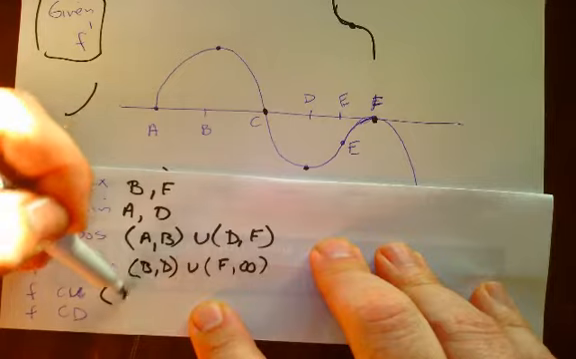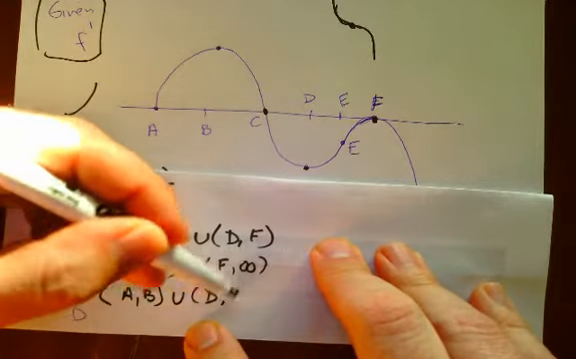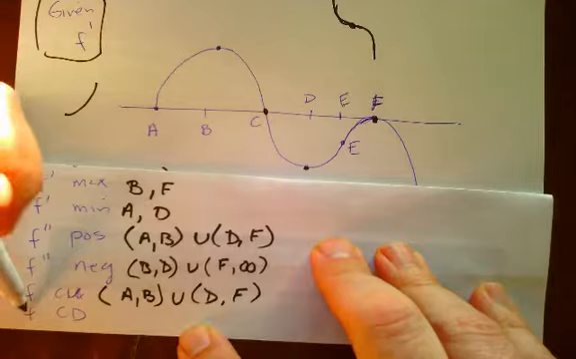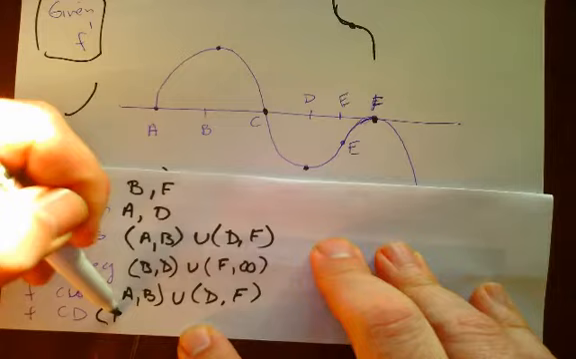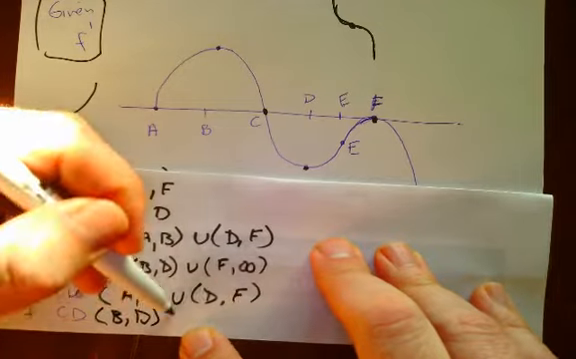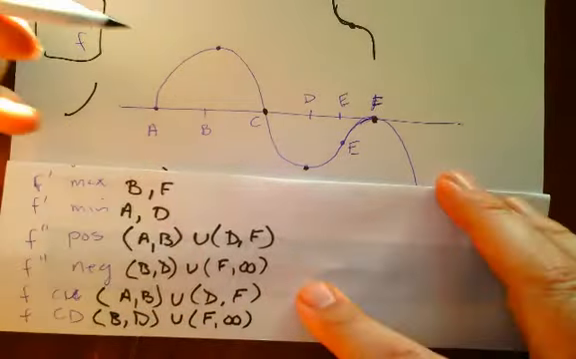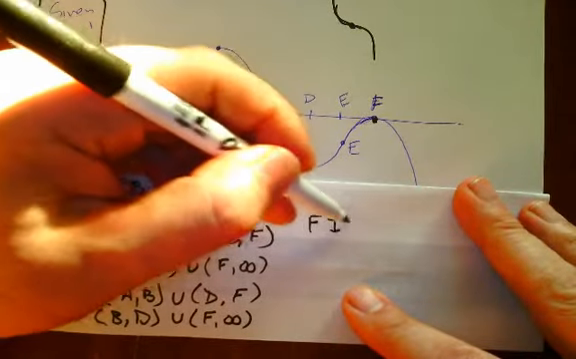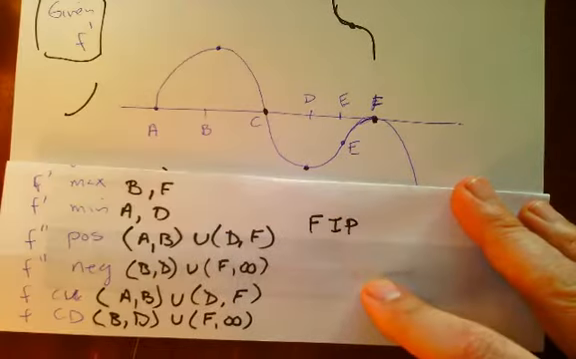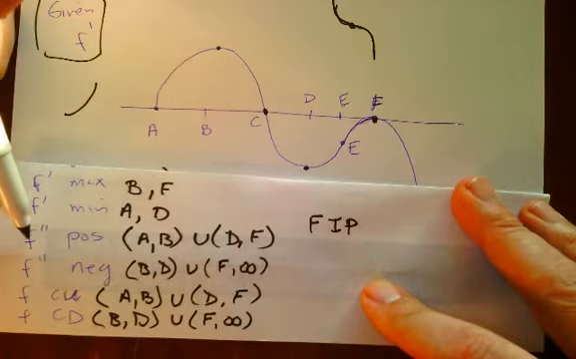Now, when is f concave up? Well, f is concave up when f double prime is positive. So we know that's going to be at A to B, union D to F. And when is f concave down? Well, that's going to be when f double prime is negative. And so that's from B to D, union F to infinity. What about f having an inflection point?